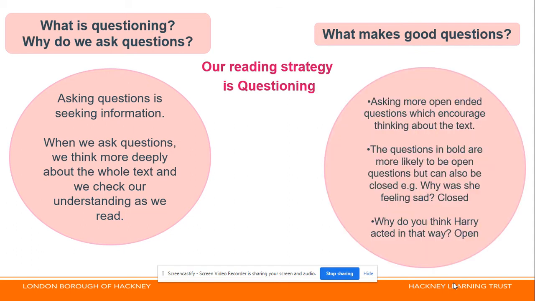So what makes good questions? Asking more open-ended questions will encourage us to think about the text. The questions in bold are more likely to be open questions, but can also be closed questions. For example, why was he feeling sad? This is a closed question. Why do we think Harry acted in that way? This is more of an open question.